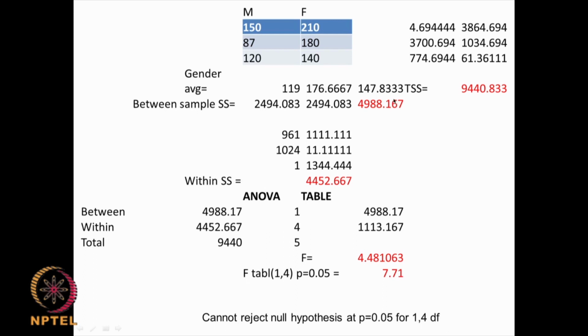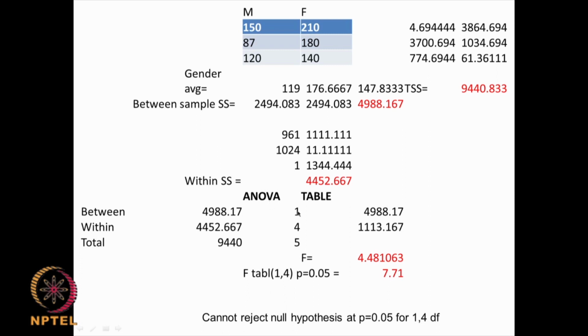If you add between and within, you should get the total. Can you see that? So we have 8 plus 2 is 10, 5 plus 3 is 13 plus 1 is 14, 4 plus 9 is 13 plus 1 is 14, 4 plus 4 plus 1 is 9, 4, 4, 0. That is a cross check. So between we take as 4988, within we take as 4452, and then total is 9440.